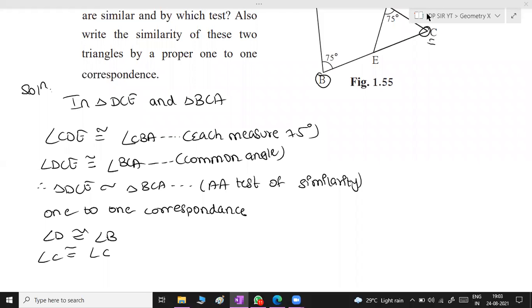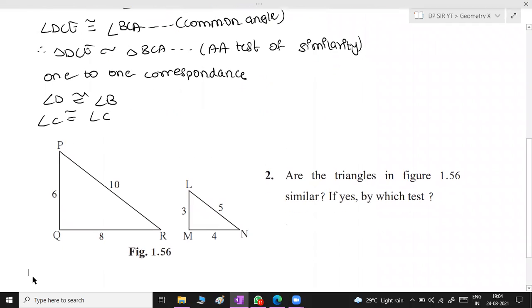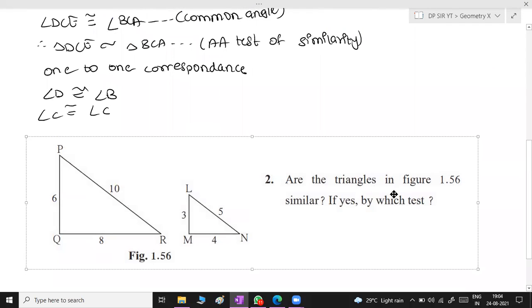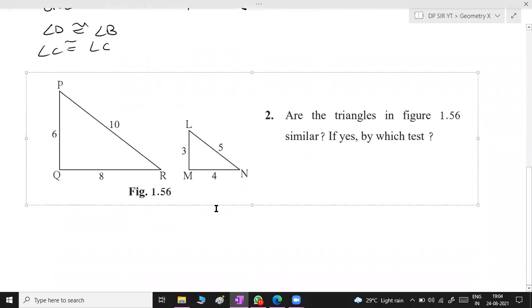Let's go to the next question if you all are done with this. The next question is again a simple question. Let me paste that question for you all, and this question is easy. Don't worry, the bigger the question looks, the easier it usually is, so don't be afraid. Are the triangles similar in figure 1.6, and if yes, by which test? First of all, let us check the ratios, whether they are equal, whether the sides are in proportion.